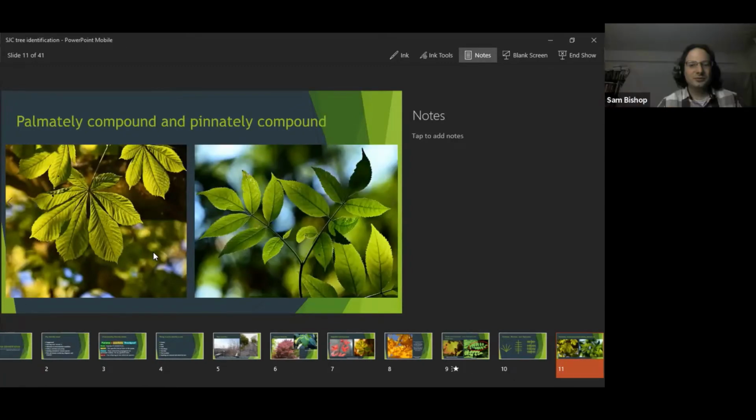So using those terms to talk about leaves, this is usually the first place we start: if we have a compound leaf, is it palmately compound or pinnately compound? Palmately compound is on the left there, the horse chestnut, and pinnately compound on the right, the green ash. With palmately compound, all those leaflets originate from that one central point, and in pinnately compound, all the leaflets branch left and right off of a central stem.